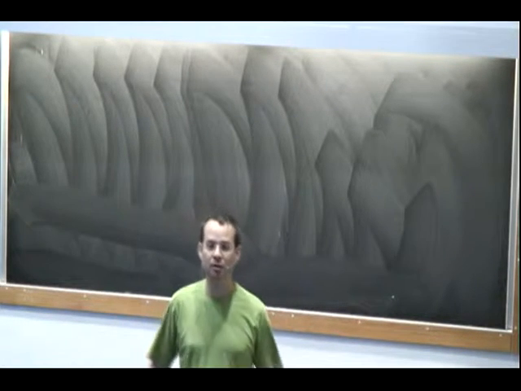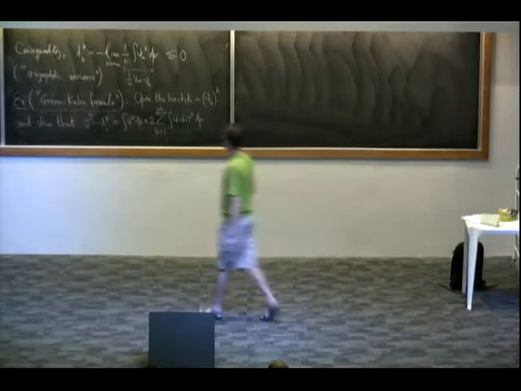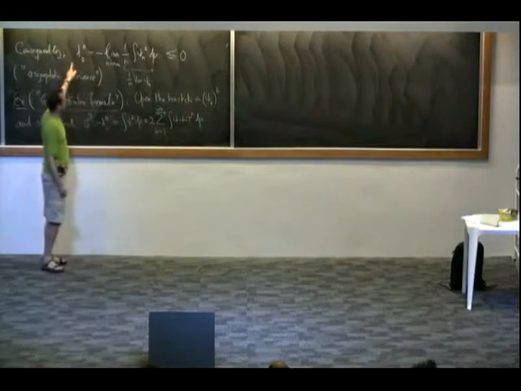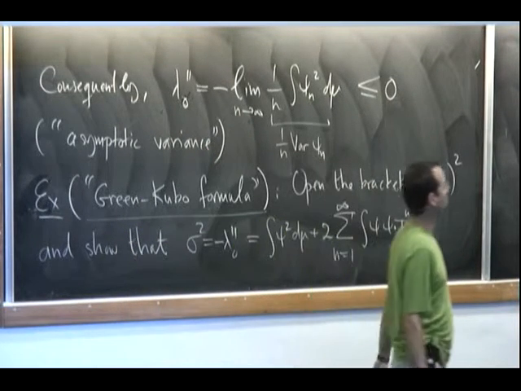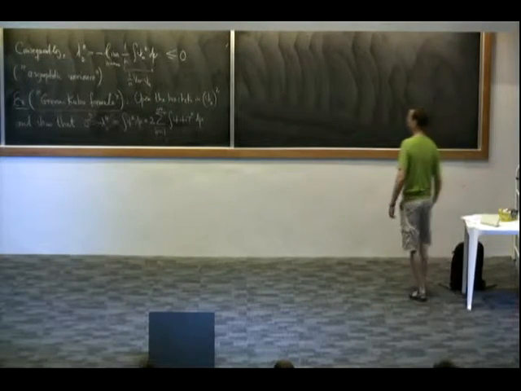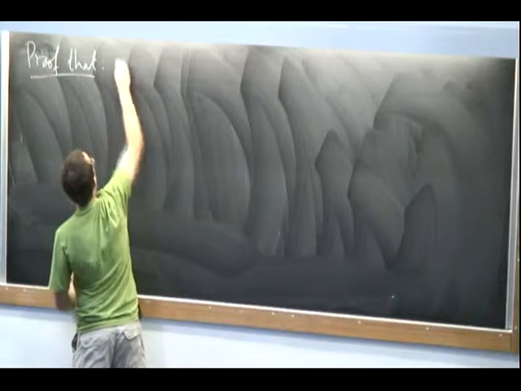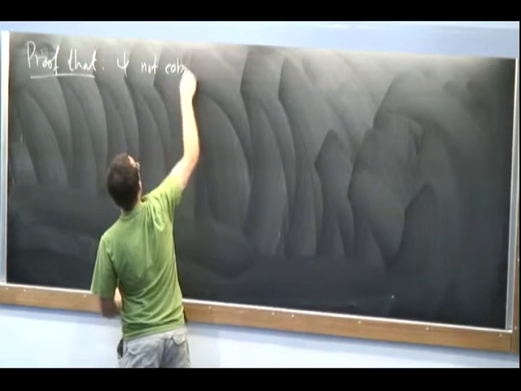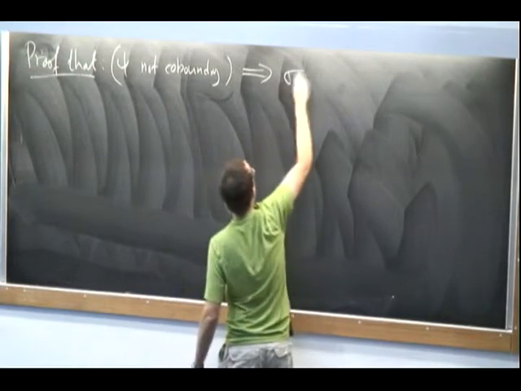Sorry? Yeah, so the trick is that the second derivative of lambda is minus the asymptotic variance. That's where the minus sign is, because of the i squared. Okay, so proof that psi not a coboundary implies that sigma is not zero.